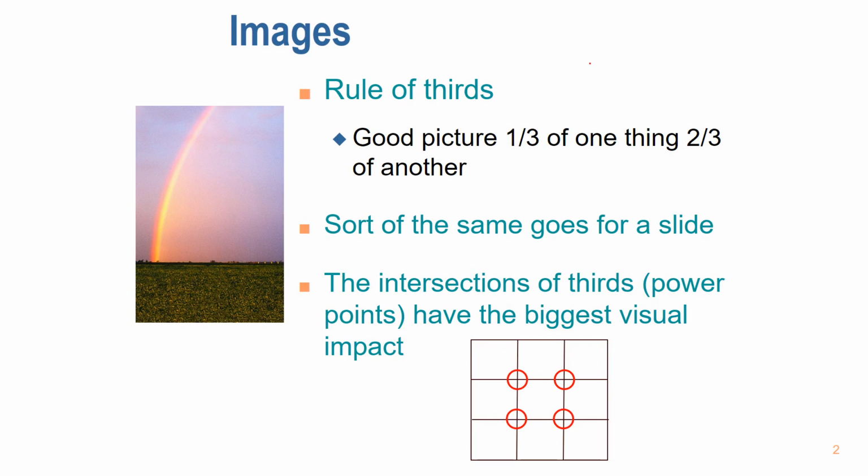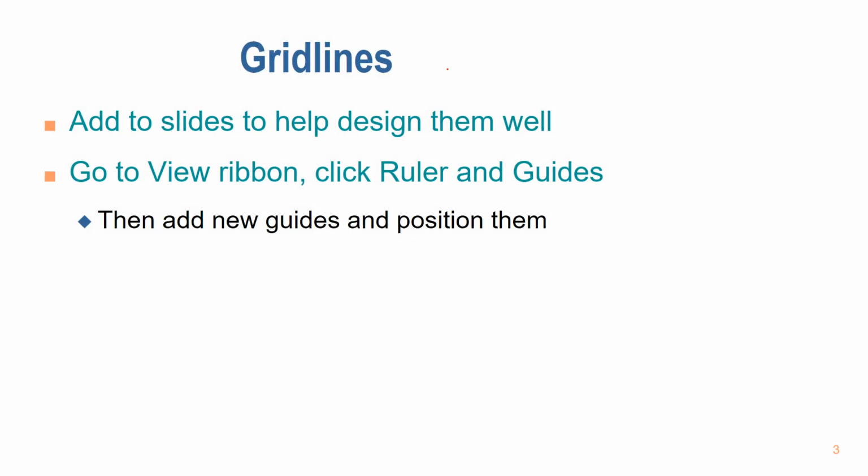So what is the rule of thirds? In any picture you show, if you want to show a rainbow, it should be around 2/3 of the picture, and the other supporting or relative context should be 1/3. This is a rule which should be followed not only in PowerPoint presentations, but wherever you are using an image. Grid lines are very important because they help us to design slides well.